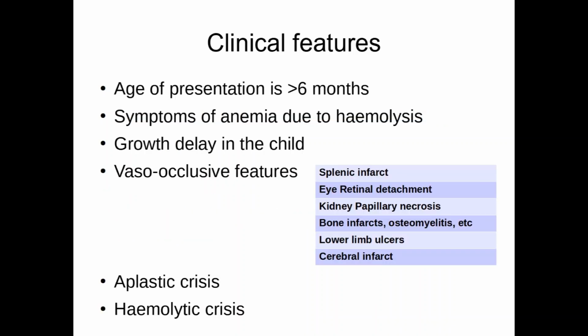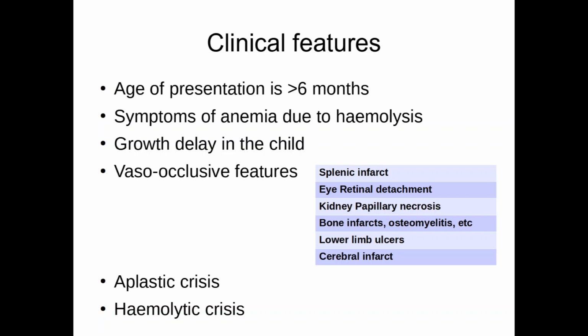Clinically, sickle cell anemia will present after 6 months of age because till 6 months of age, fetal hemoglobin, that is HbF, will be there and it is protective. Most of the symptoms of sickle cell anemia are due to hemolysis. However, there are also vaso-occlusive symptoms. There will be delay in the growth of the child because oxygen is essential for the growth of tissue. In vaso-occlusive features, we'll get splenic infarct. Eventually, the spleen will shrink in size, which is called autosplenectomy.